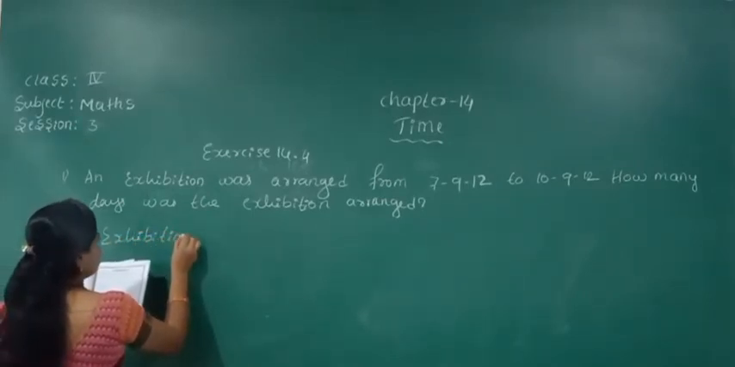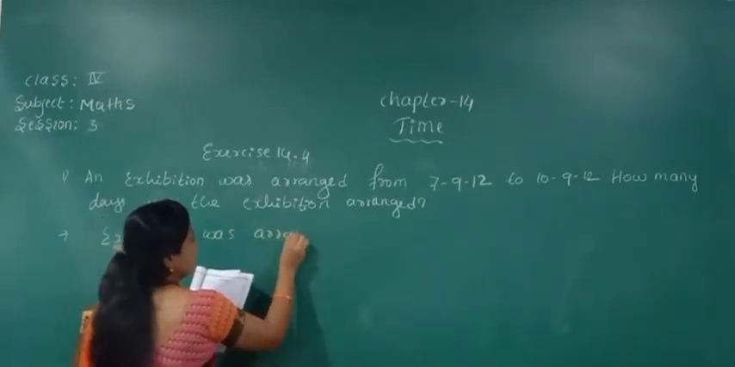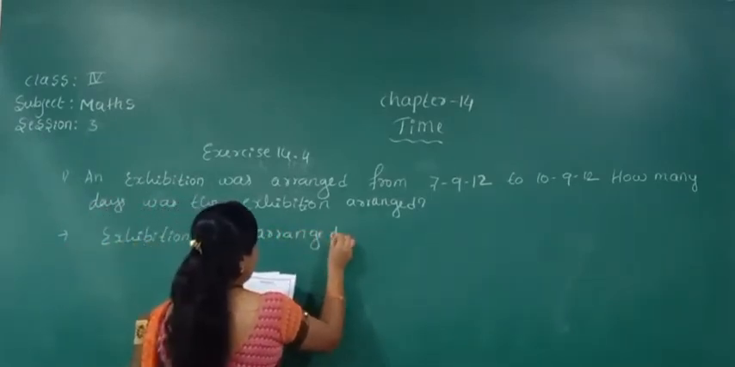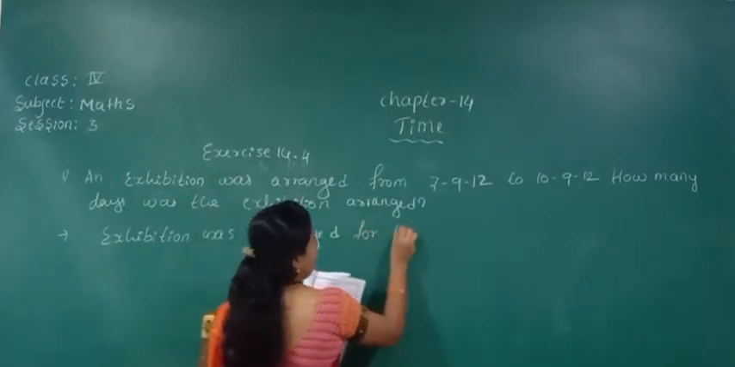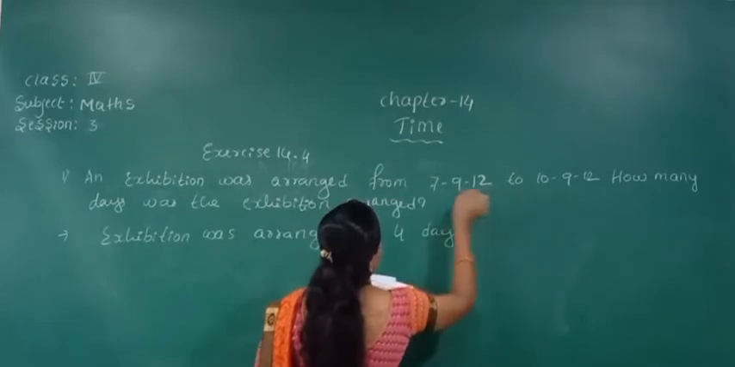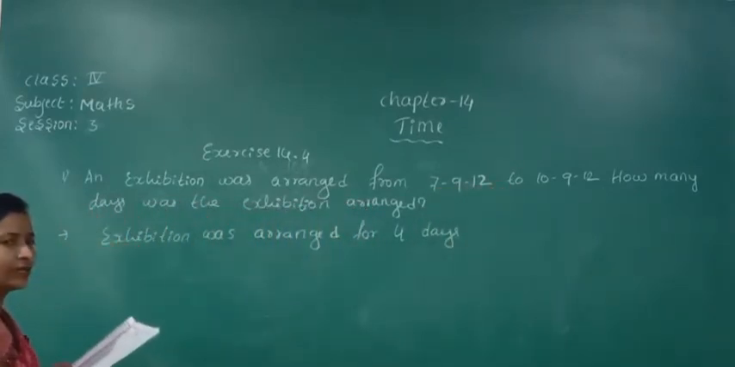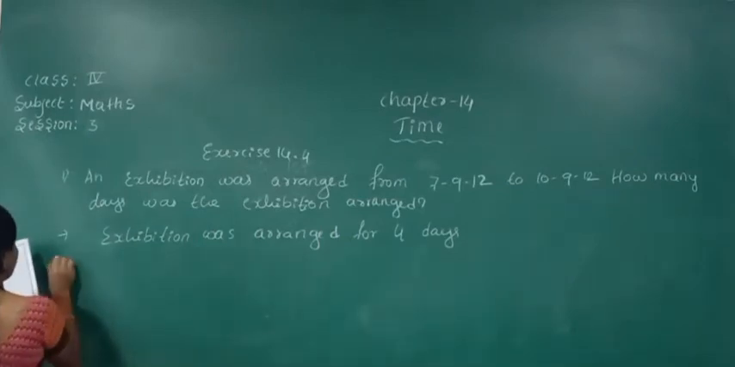It means the exhibition was arranged for 4 days. Yes, how many days? The month is 9. Only the dates we will see. That is 7 to 10. How many days? 4 days it takes.